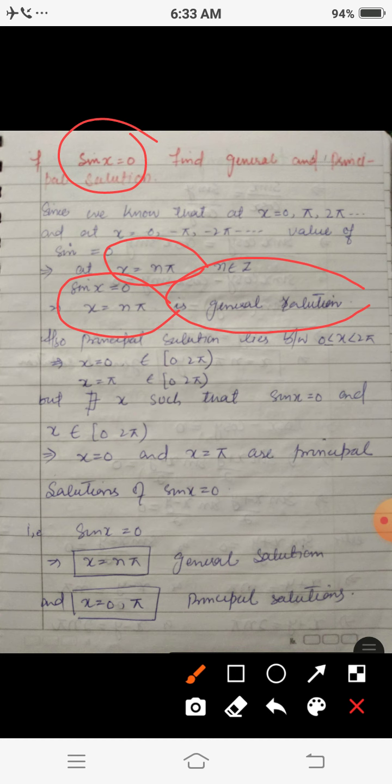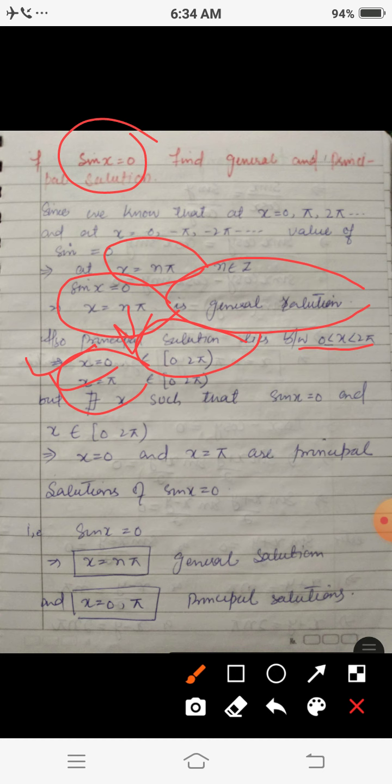Now we have to find the principal solutions. Principal solutions are those which lie in the interval 0 to 2 pi. When n is 0, because n can take any value, 0, 1, 2, or 0, minus 1, minus 2, minus 3 and so on, x is 0, which belongs to the interval 0 to 2 pi, so it is a principal solution. Similarly, when n is 1, x is 1 into pi, that is simply pi, which also belongs to 0 to 2 pi, so pi is a principal solution.